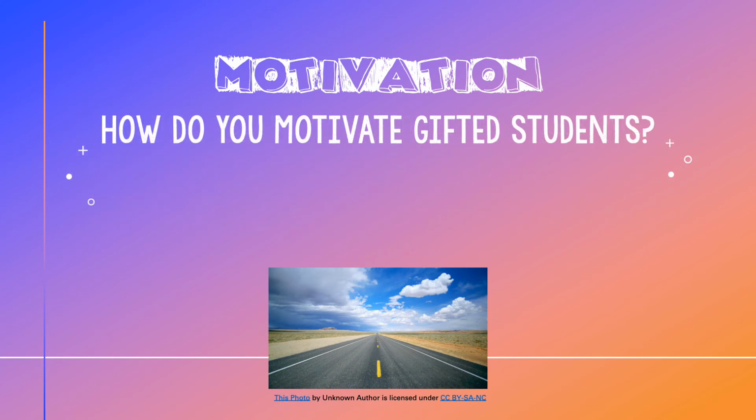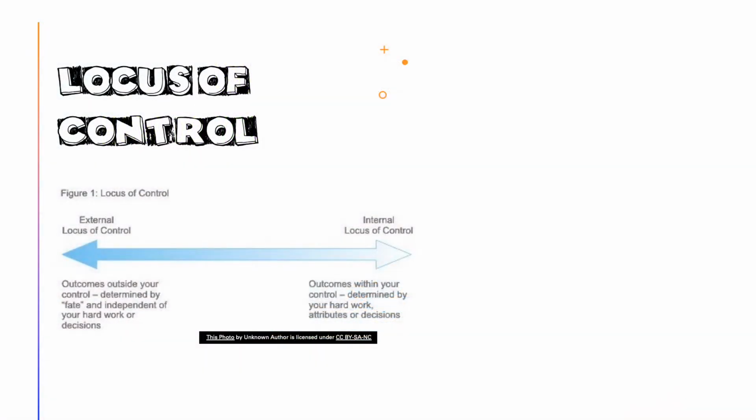So the question is, how do teachers motivate gifted students? We will start by exploring the concept of students' locus of control. This refers to students' perceptions of whether outcomes related to them are in or out of their ability to control. Having an external locus of control may lead to students not believing they have the ability to change an academic outcome. Therefore, they do not put in the effort to do so. Students with an internal locus of control perceive their academic outcomes as a direct result of their efforts and not of their innate ability.